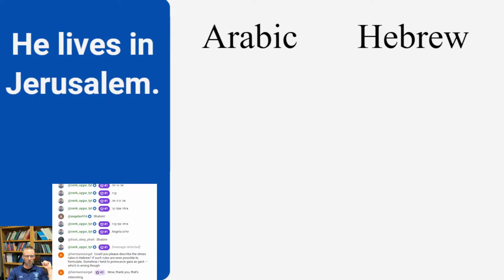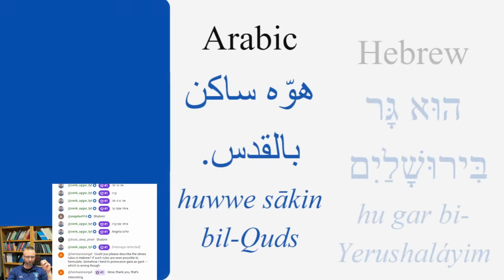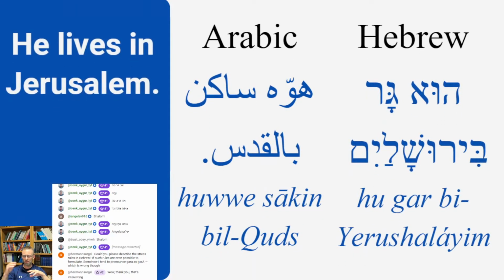So he lives in Jerusalem. So how do we say he? Well, in Hebrew it's going to be hu, and in Arabic huwe. Sometimes hu as well, but you can also say huwe. So Hebrew is hu gar b'Yerushalayim, and in Arabic huwe sakin bilquds.